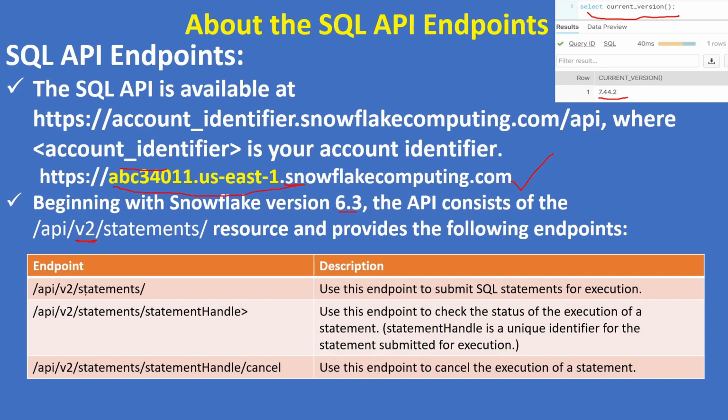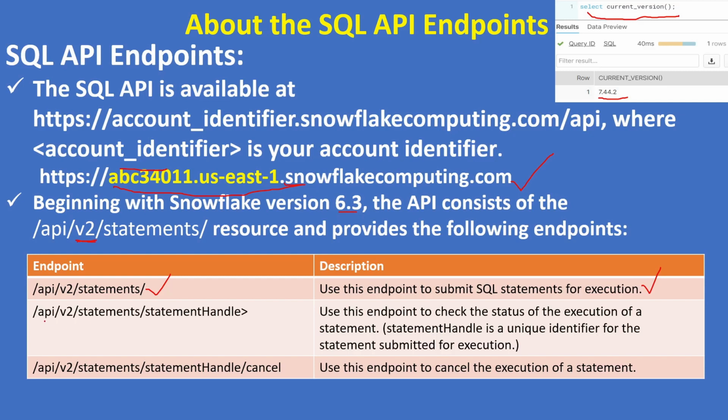Here are the endpoints in Snowflake. This is the one endpoint, /api/v2/statements. Use this endpoint to submit SQL statements for execution, statements like select, insert, update, merge, delete, or call statements. If you want to execute a procedure from the SQL API endpoints, we have to use /api/v2/statements. After that, you have to call your statement.